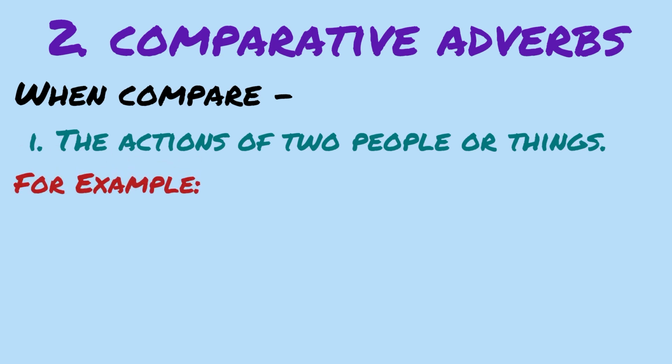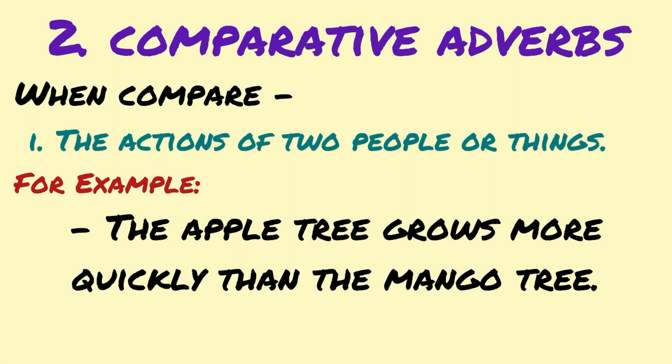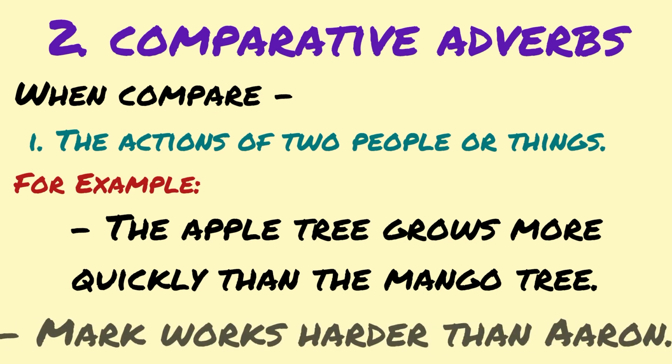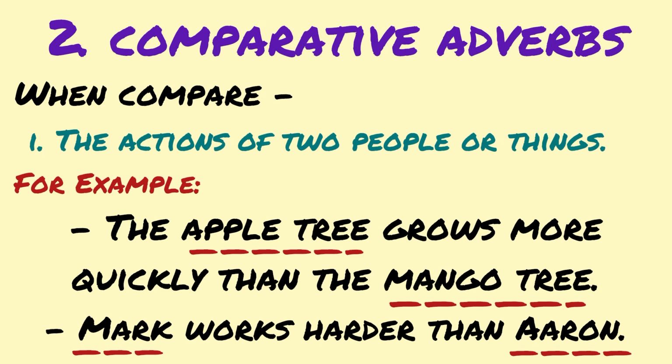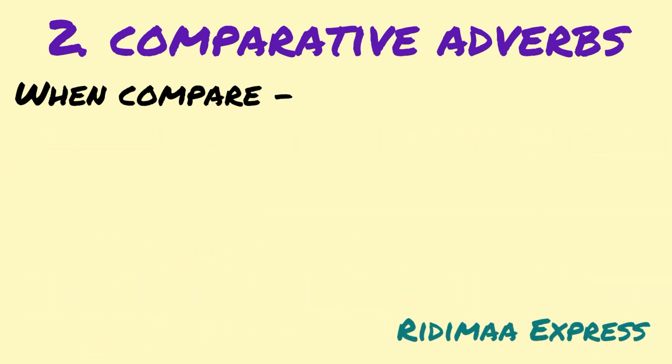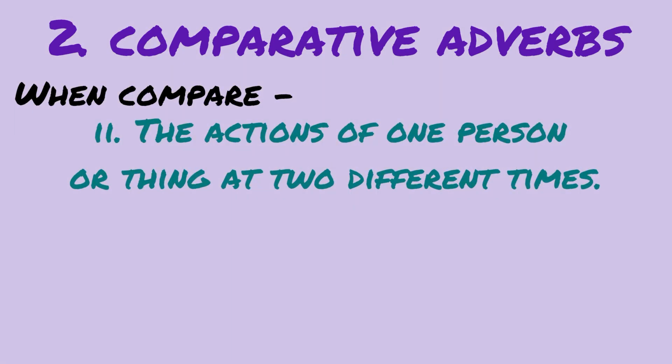For example, the apple tree grows more quickly than the mango tree. Mark works harder than Aaron. In these examples, one action is compared for two different persons or things. We also use comparative adverbs when we compare the actions of one person or thing at two different times.